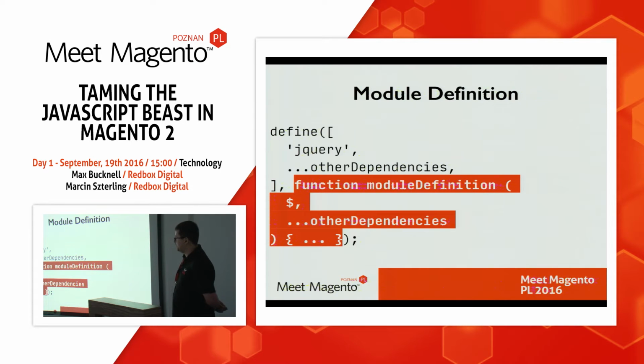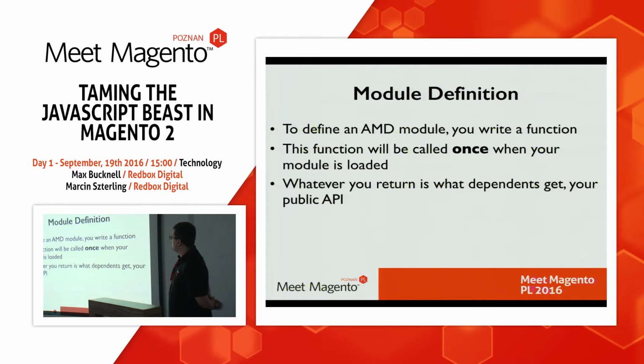So just to sum it up, to define an AMD module, you write a function, and then this function will be called when your module is loaded and all dependencies are loaded. So you don't need to worry about any other modules you need, because require.js will do that for you. At the moment a function is executed, all the dependencies are resolved for you, which is great. So you won't have any 404 errors or unknown objects or undefined variables.